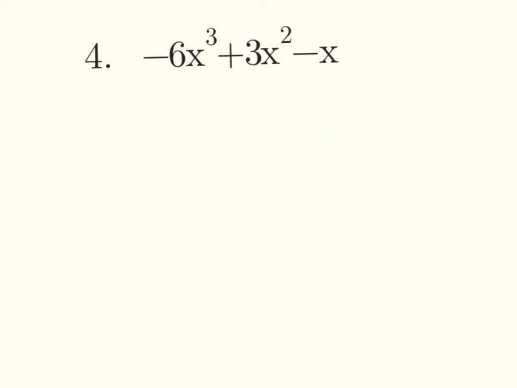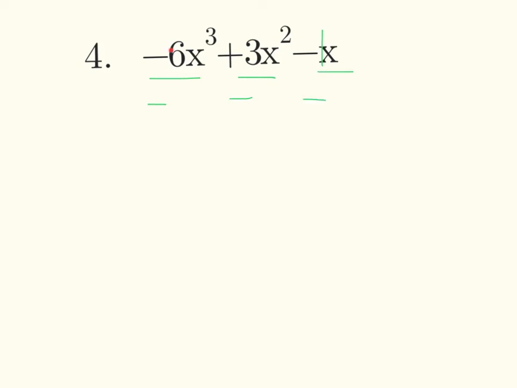All right, so number 4, we have negative 6x to the third plus 3x squared minus x. Remember, this is a 1x if you need to put that there. Okay, so the first thing I need to recognize is the fact that it's a leading negative, so you know you're going to factor out a negative. So let's take a look at the numbers.